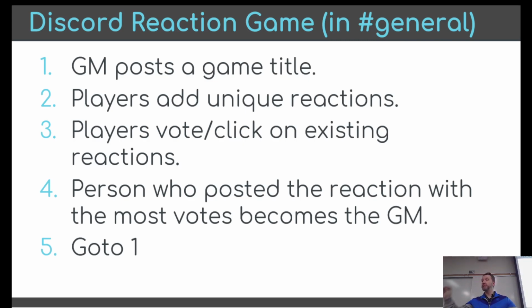Now what you're going to do is react with whatever reaction to that game title you wish. And you can also click on other people's reactions. So when you're the first to place a reaction and other people vote on it, we'll get some scores, we'll get some tallies. The person who first put in the reaction that gets the most votes, the most reacts, will be the new GM, and they'll get to post the next title. And then we go to 1. All right.